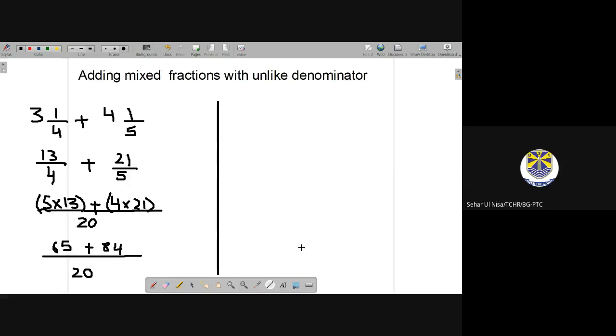Okay, so now you can see we have to add 65 and 84. Can you please add?